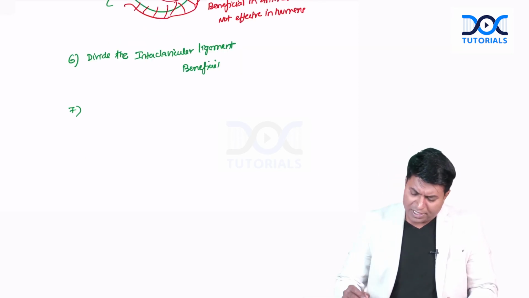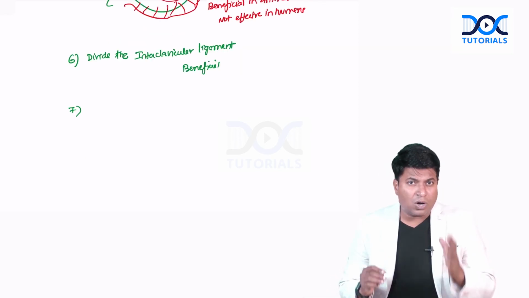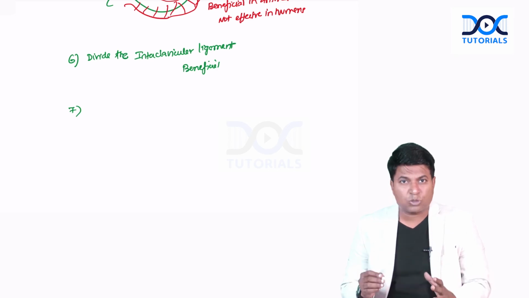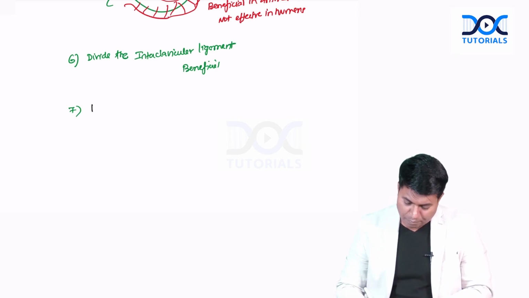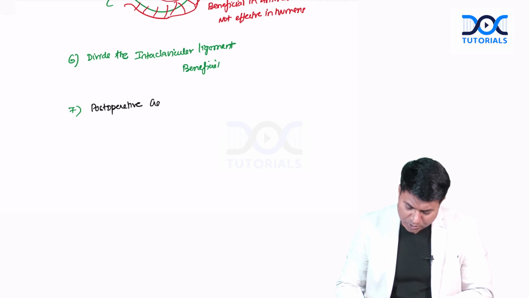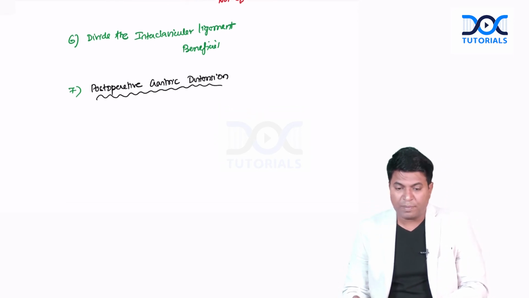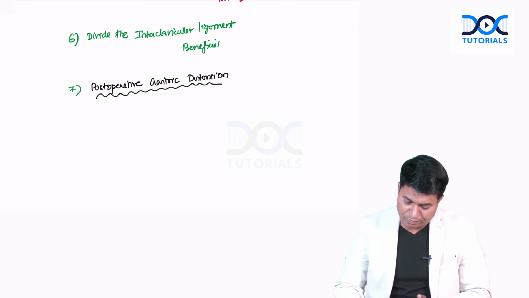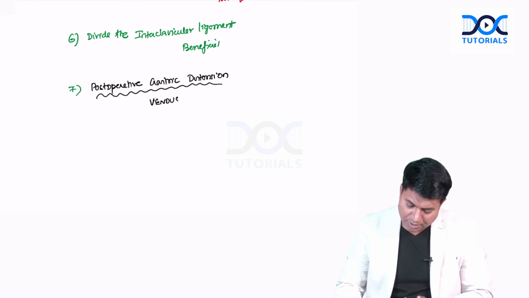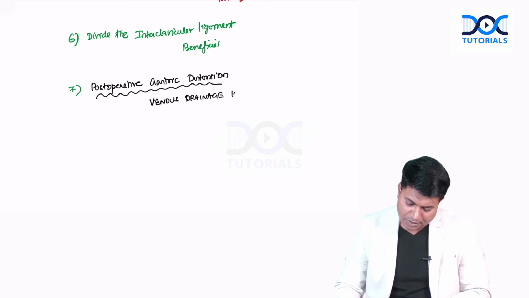A very important reason for gastric conduit devascularization in the postoperative period is postoperative gastric distension. Please don't forget, postoperative gastric distension is one of the important causes of venous drainage inhibition. Therefore, I should always put a Ryle's tube.